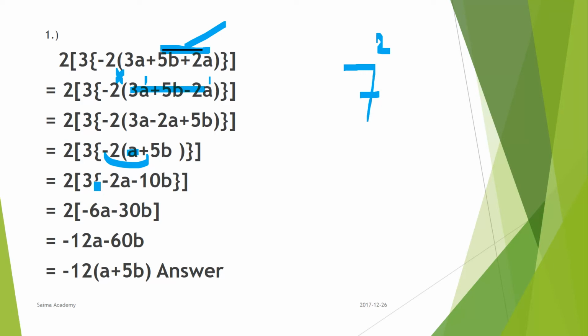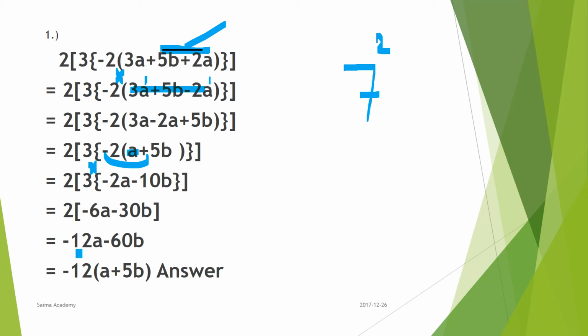See, this curly bracket and 3, there is no sign between these two. It means again you have to multiply. So do not touch this large bracket. Write down as it is. Come here, 3 2 times 6, minus 6a minus 30b. And now you have solved the curly bracket as well. Now come to 2. 2 6 times 12, minus 12a minus 60b.